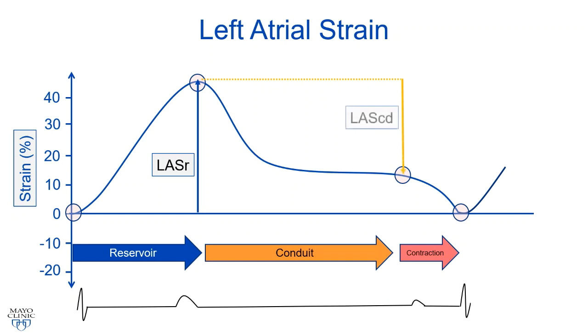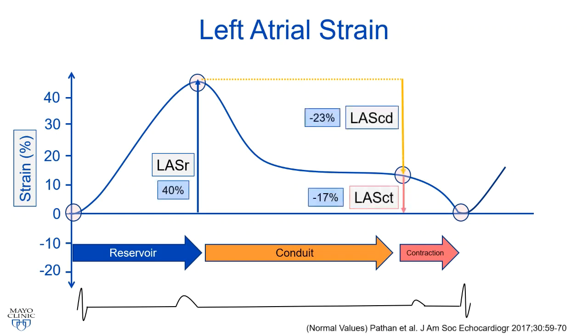Reservoir strain, conduit strain, and contraction strain. And here are some proposed normal values. Again, the reservoir strains are going to be positive values as the atrium is getting bigger. And during contraction and conduit phase, when the atrium is getting smaller, these values are less.